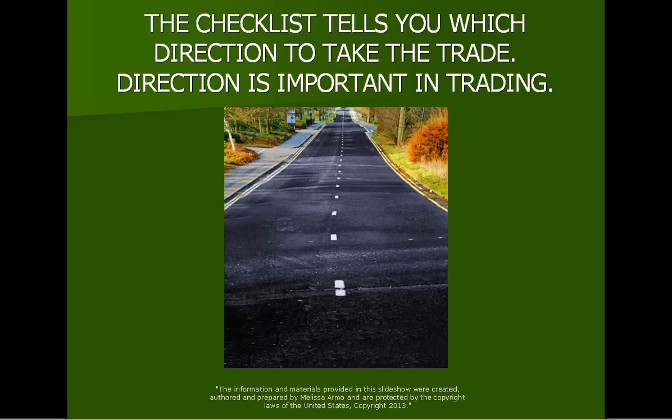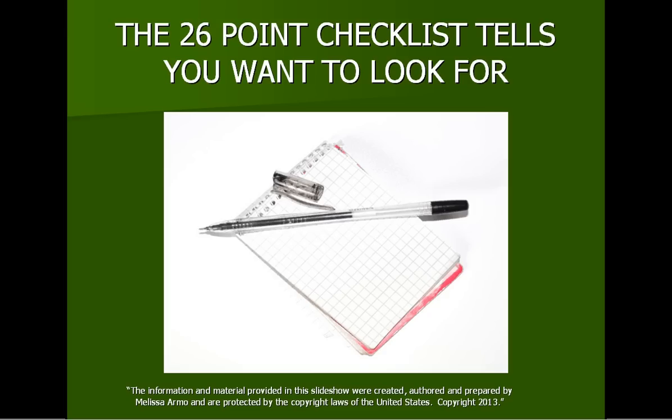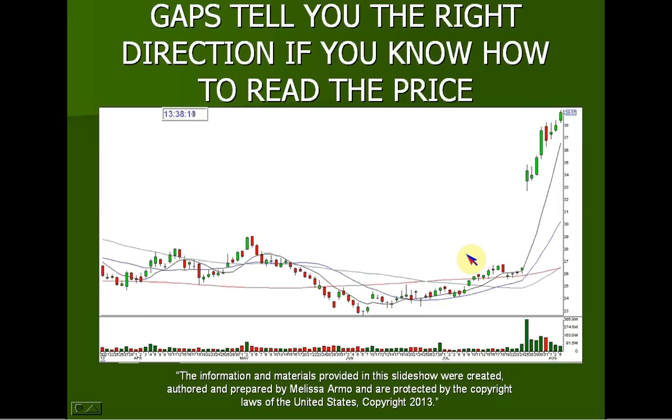So the checklist tells you which direction to take the trade. Direction is important in trading. Again, you can't make money going down the wrong road. You can only make money trading in the correct direction of the road. If you're caught going the opposite direction, you may end up falling off a ditch. You've got to go in the right direction. So the 26-point checklist tells you what to look for. You go through the checklist, mark everything off, and follow the plan. And here's a clip of Facebook.